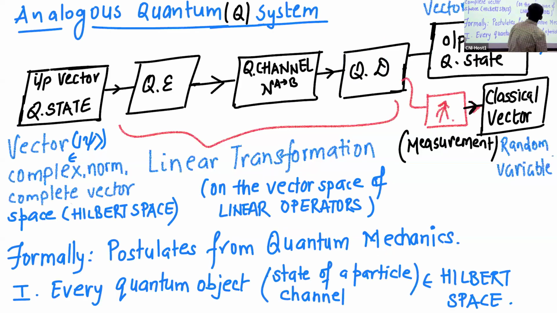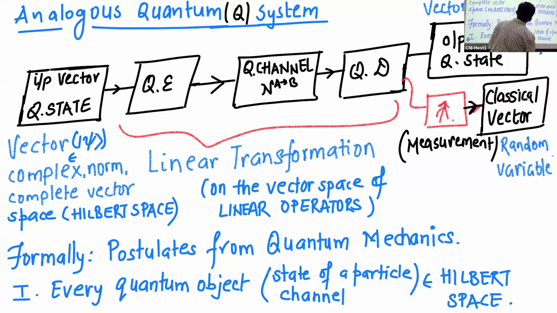Okay, so before starting anything, a typical quantum system looks like this. This is a typical quantum communication system. This is very analogous to our classical communication system. So there's an input vector, which is essentially a quantum state. Just for simplicity, I've written it as a vector right now. It can be a matrix. And I'll describe shortly what I mean by a quantum state.